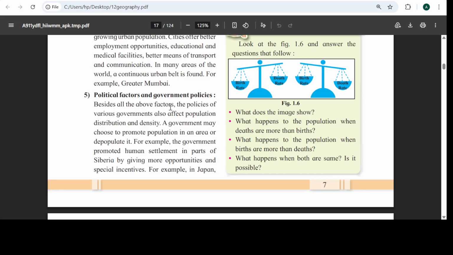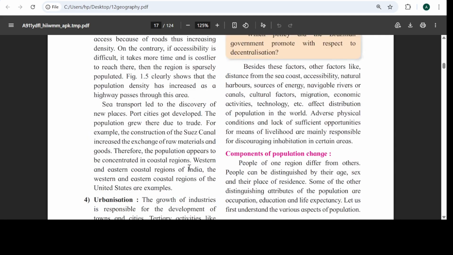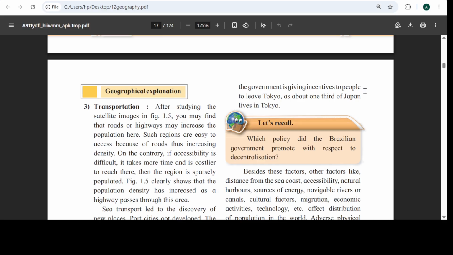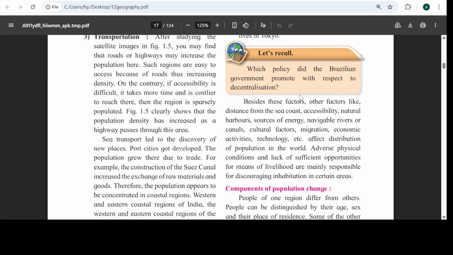Fifth, political factor and government policies. Besides all the above factors, the policies of the various governments also affect the population distribution and density. A government may choose to promote population in an area or depopulate it. For example, the government promotes human settlement in parts of Siberia by giving more opportunities and special incentives. In Japan, the government is giving incentives to people to leave Tokyo, as about one third of Japan lives in Tokyo. Let's recall which policies did the Brazilian government promote with respect to decentralization?